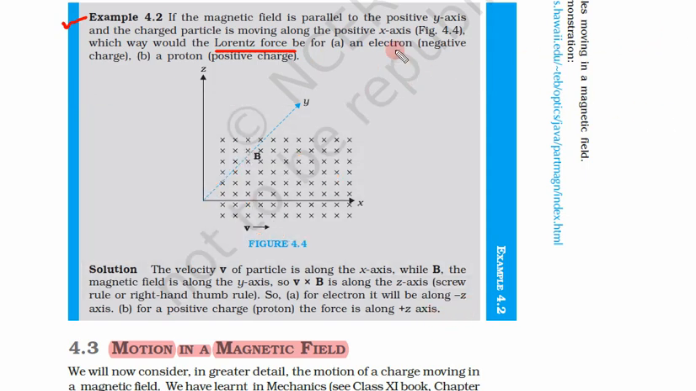We are given two conditions. First case, when this charge is negative, that means an electron. In the second case, when the charge is positive, that means a proton. So what would be the direction of the force? Let us solve this.